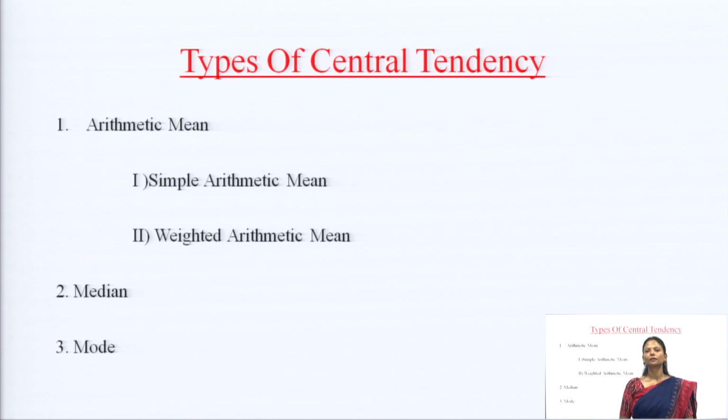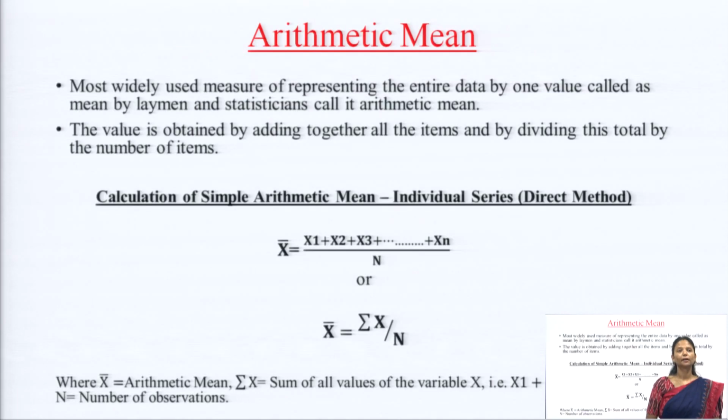There are different ways to study central tendency. One is mean, which we will be taking today. There are two ways of studying mean: one is simple arithmetic mean, the next is weighted arithmetic mean. The second method of studying central tendency is median, the third is mode. Today we will be talking about arithmetic mean.